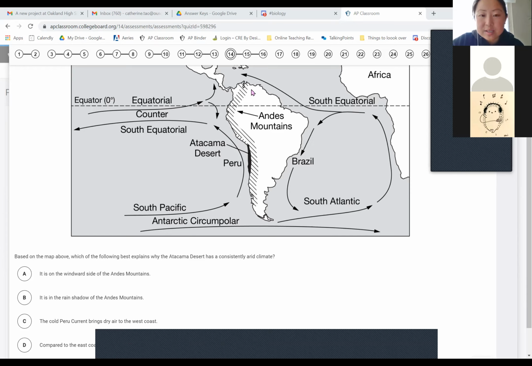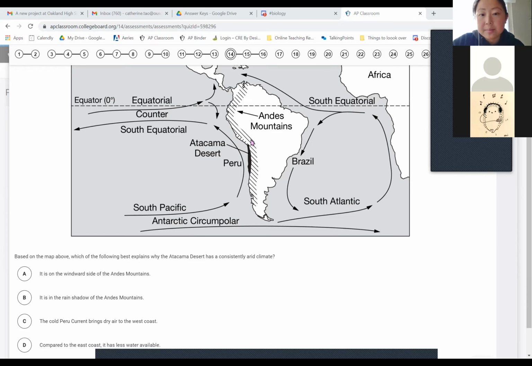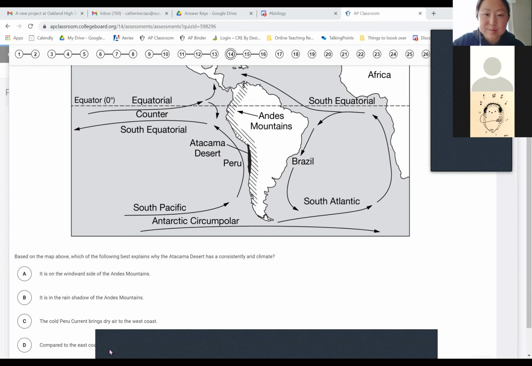Yeah, and you also want to notice that there is this giant mountain range that runs along South America right here. So Caitlin, I don't know if you have any explanations to add to this.